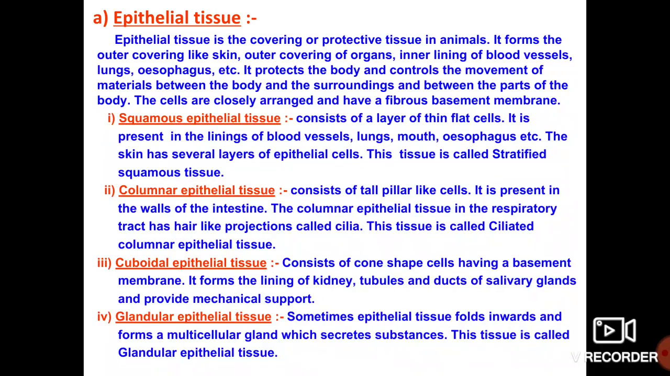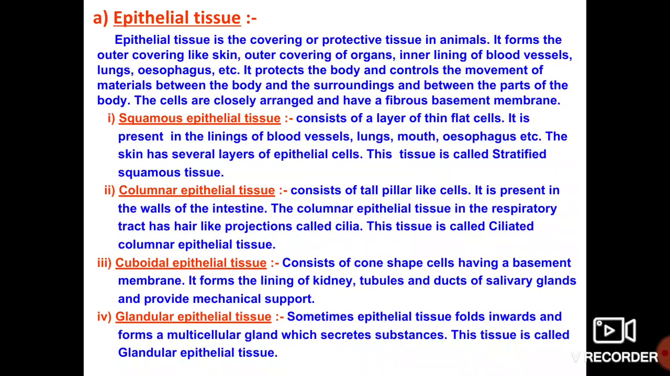If you come to the columnar epithelial tissue, it has tall pillar-like cells. Just as the engineer puts pillars while constructing a home or building, columnar epithelial tissues are made like pillar-like structures. This columnar epithelial tissue is present in the walls of the small intestine, as well as in the respiratory system.